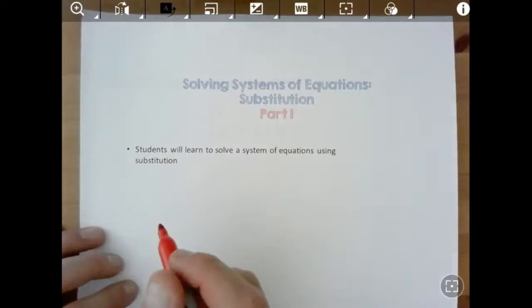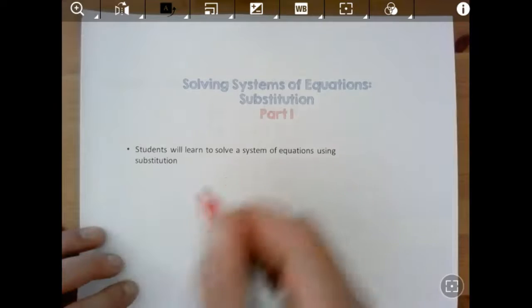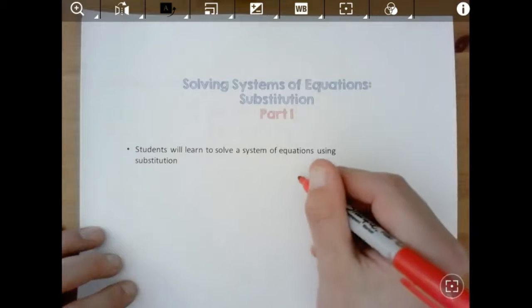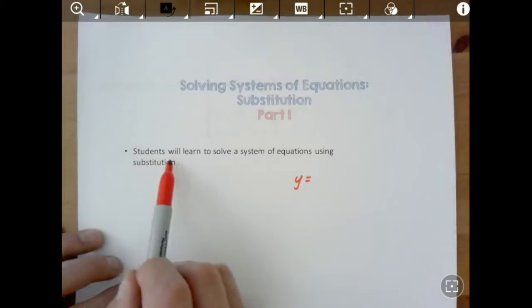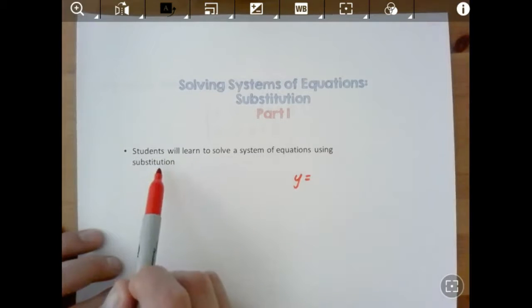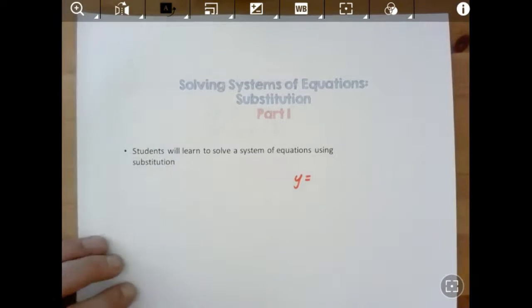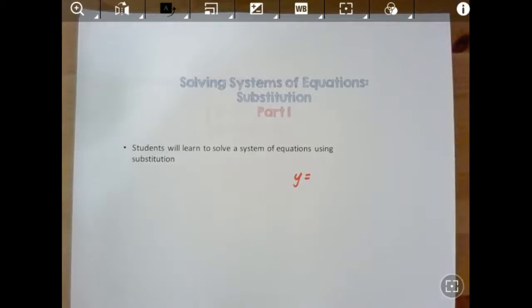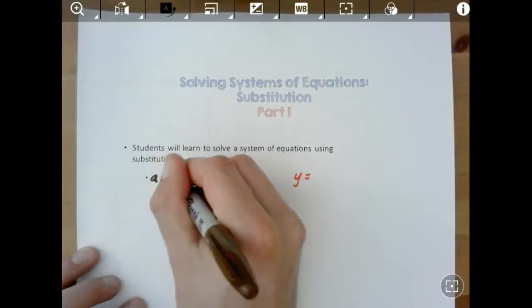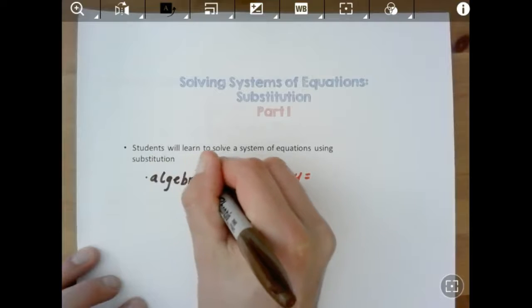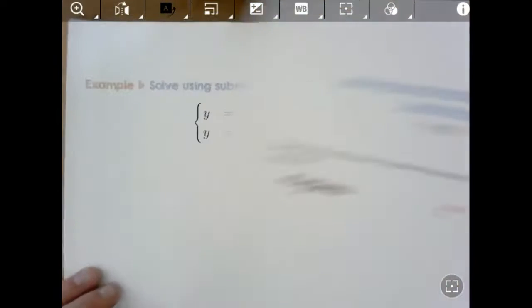We're really going to focus on the y equals aspect. There are different ways to solve systems by substitution, but for our intents and purposes, this is strictly when both equations are of the form y equals, and that's really important to remember. The goal today is that you'll be able to solve a system using substitution. A lot of times we refer to this as algebraic, by hand. I've just got a couple of examples for you, so let's get started.